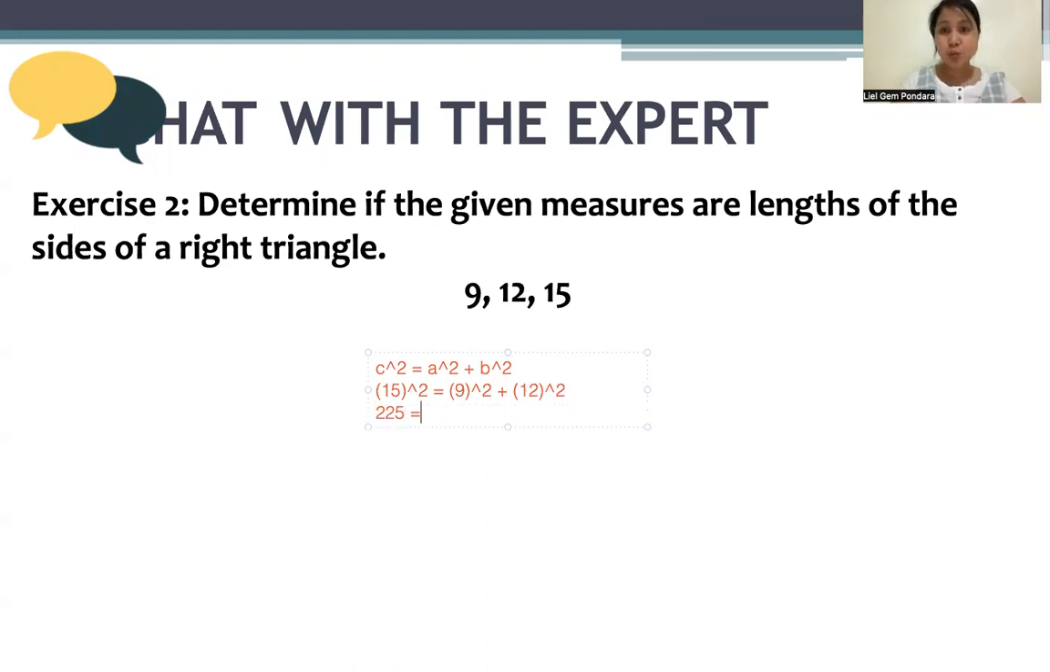15 squared is 225, while 9 squared is 81, and 12 squared is 144. If we add 81 and 144, we'll get 225. Therefore, these are sides of a right triangle. Let's go to the next exercise.